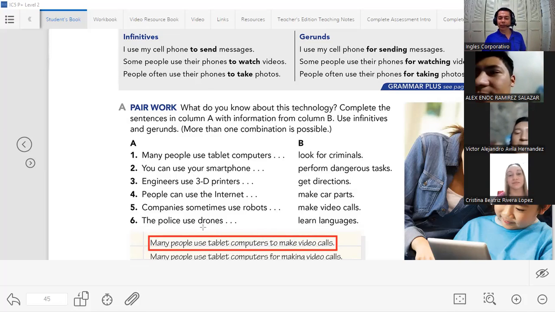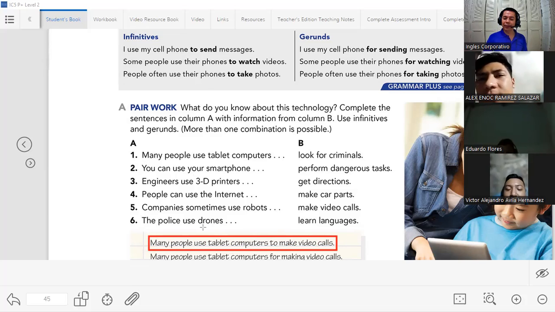And teacher, okay. Teacher, hello. Yes. Hello, teacher. Yes, yes, I can hear you. Ah, yes, yes. I understand in this moment only use infinitives and gerunds.